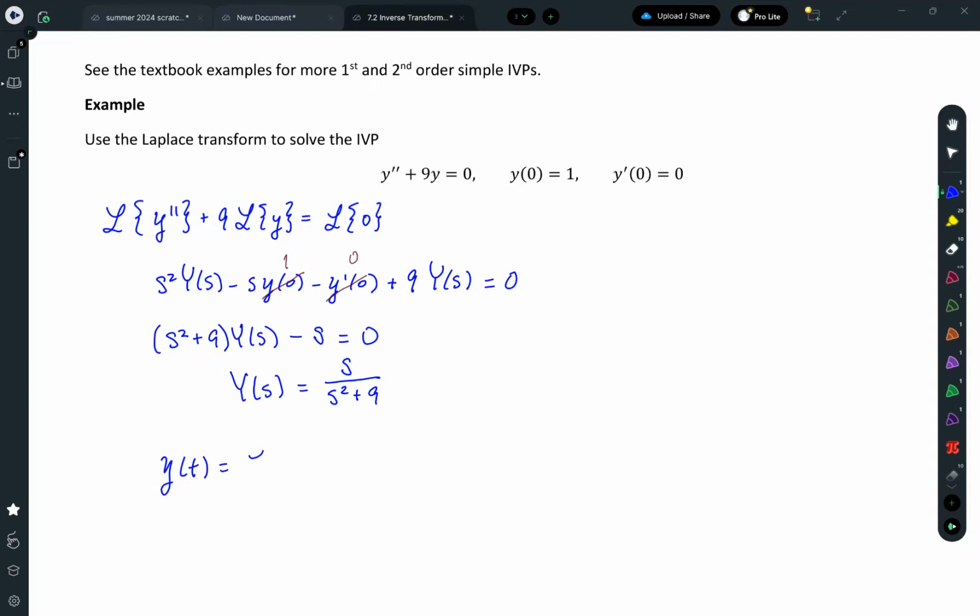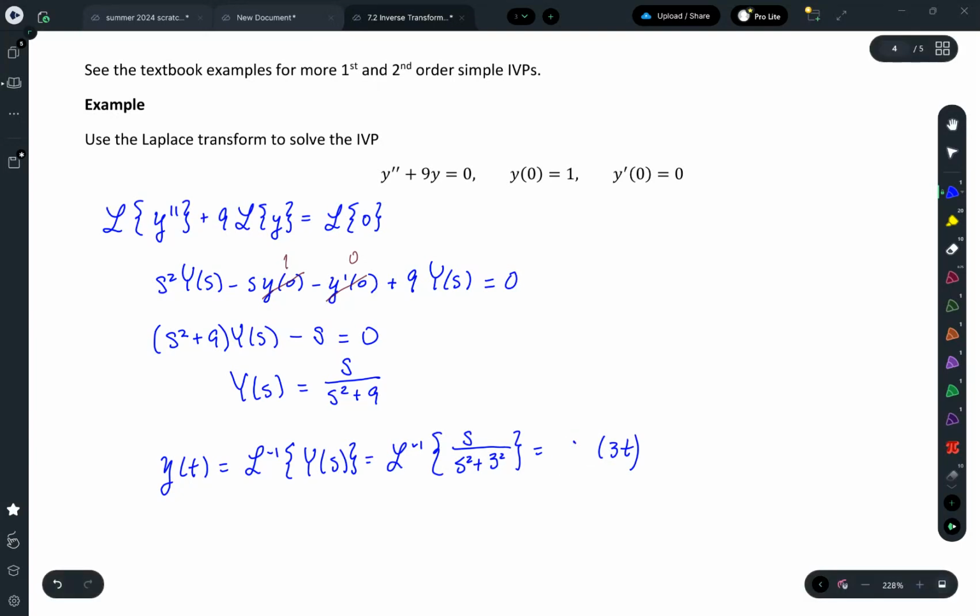Y of t is the Laplace inverse of big Y of s, which is going to be the Laplace inverse of s over s squared plus 3 squared, just so we see it in the right form. This is a sine of 3t. Right? Is s with sine or is s with cosine? No, s is with cosine of 3t.